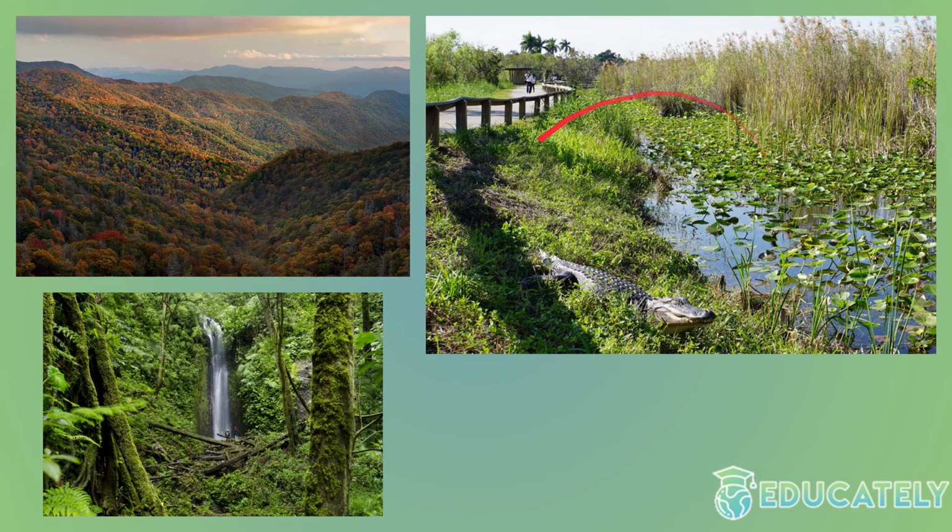This picture here was taken in the Everglades. Again, it's not mountainous. It's just kind of the opposite. It's very low and swampy. You can see an alligator here. They have lots of alligators. Interesting.